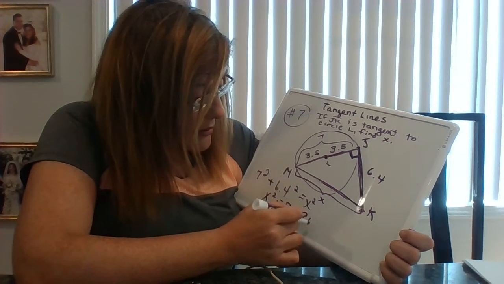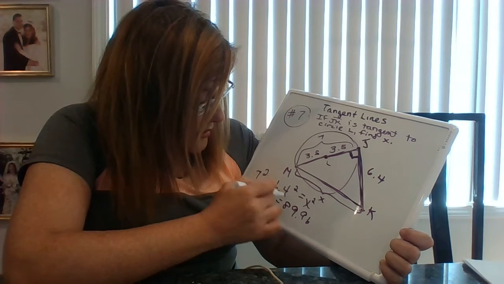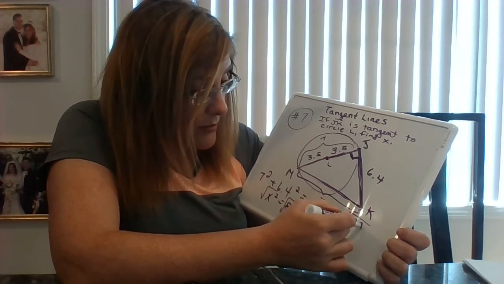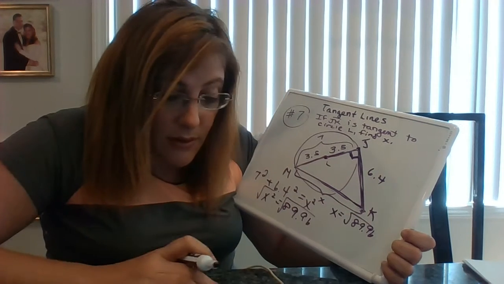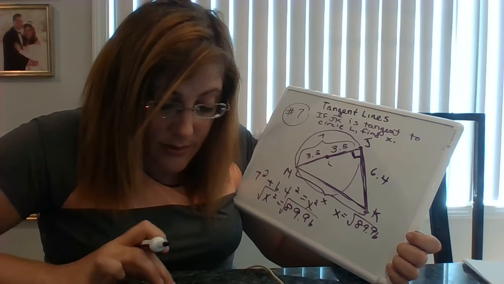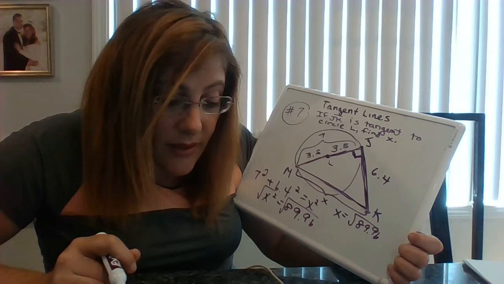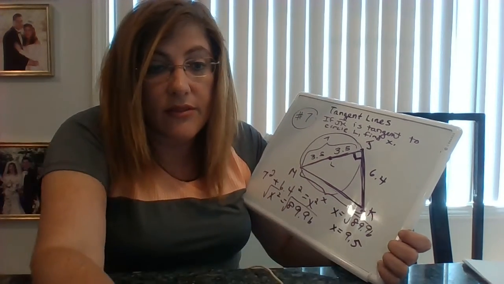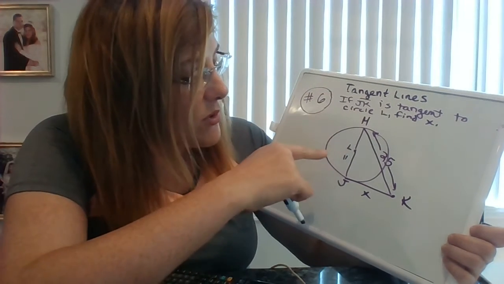89.96. And to get X by itself, we got to take the square root. So X equals square root of 89.96, which is 9.5. X equals 9.5. I just want to go over one more example real quick.